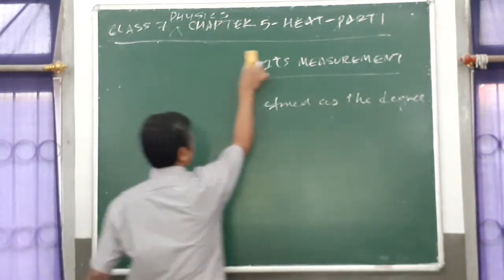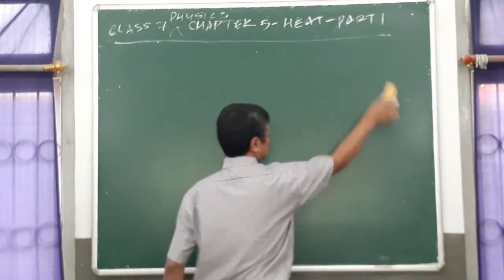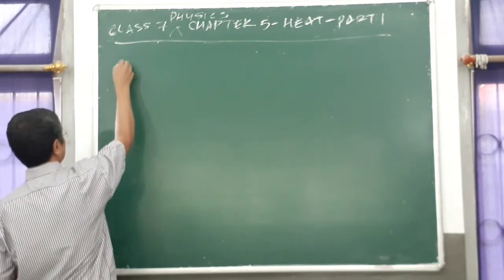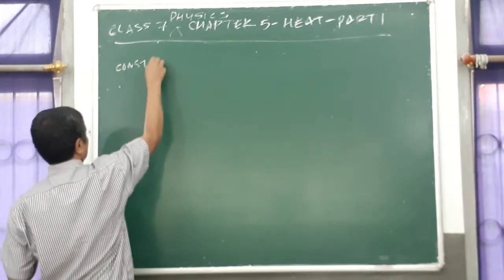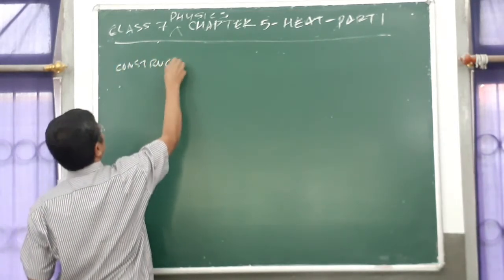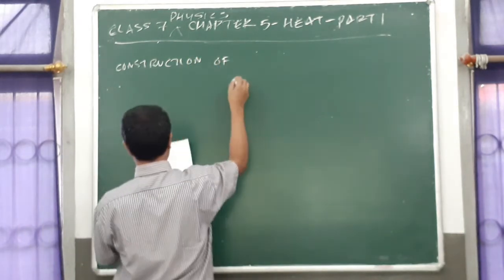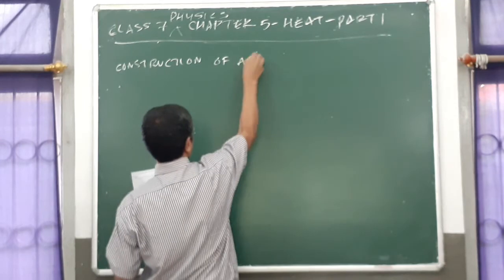Now, next let us discuss the device that is used to measure temperature and how it is constructed. As you already know, the device that is used to measure temperature is called a thermometer. So, we will discuss how a thermometer is constructed.